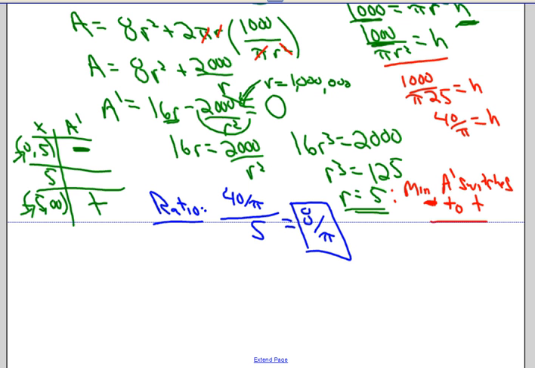Pi we know is 3.14. So the height is about 2.5 times bigger than the radius. That would be the ratio, and that's the radius we're talking about, not the diameter. So the height is 2.5 times bigger than the radius if you're going to minimize the amount of material used. That completes this problem.